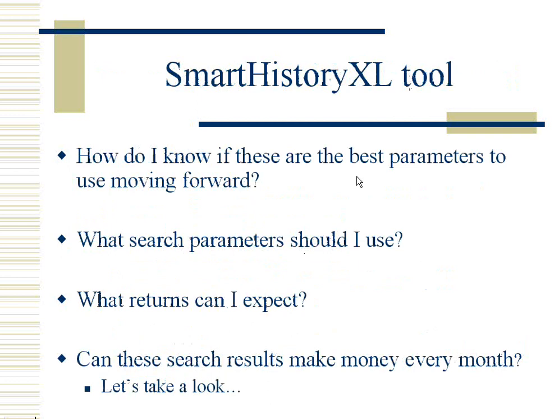Now, some of the main questions that we get from customers as they start using the Smart Search tools in a given strategy is, Ernie or myself will be on the phone with a customer, and of course they'll say, well, how do I know if these are the best parameters to use moving forward? Which parameters should I use? What returns can I expect using this certain strategy, and can these search results make money every month? Well, that's where the Smart History Excel tool comes in. You can run those tests historically to see that maybe these aren't the best parameters. Maybe we can make some adjustments and tweak that a little bit. Maybe there are parameters that come up that we see should be used more often in a given strategy. And what returns can you expect? Well, of course, we can go back and look at that as well.